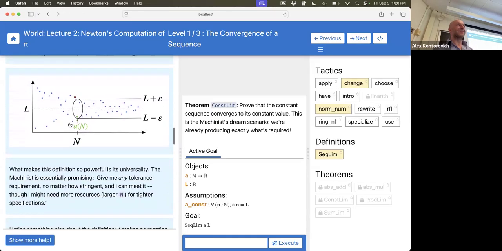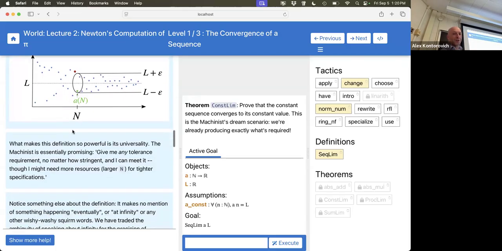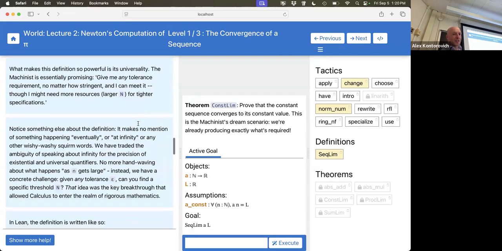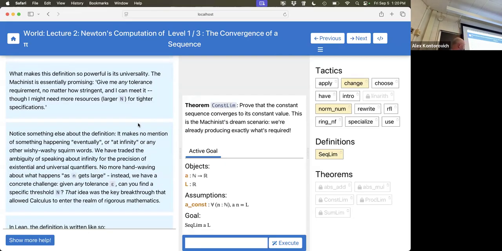Does that make sense? At least a little bit. We have to practice this a lot before we get really good at it. But that's the key idea. So what makes this definition so powerful is its universality. The machinist is promising, give me whatever the tolerance is. It's not for a fixed tolerance. It's a theorem about all tolerances. Whatever the tolerance is, no matter how stringent, I will always meet it at the cost of potentially using more resources.